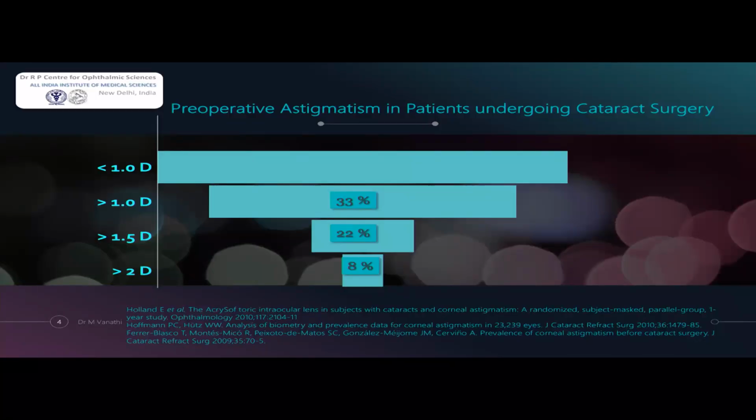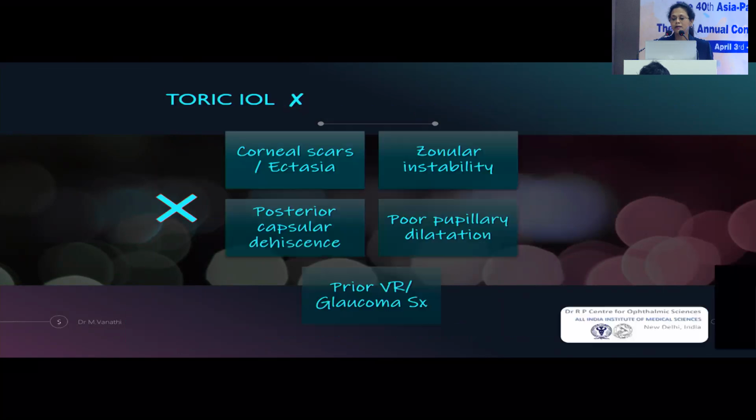Toric tantrums. Preoperative astigmatism in patients undergoing cataract surgery: you would find more than 33% of the eyes undergoing cataract surgery will manifest with over one diopter of astigmatism. Hence, the need to look at the various options of how you would handle astigmatism during cataract surgeries. So we're not delving into the basics, but we're going to delve into the pearls which are required when one is considering incorporating toric IOLs into his or her practice.